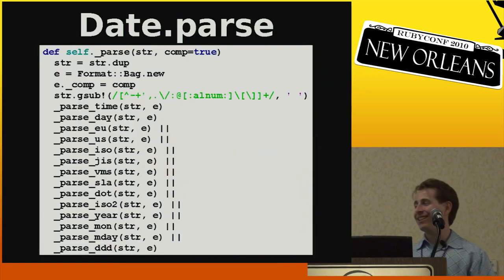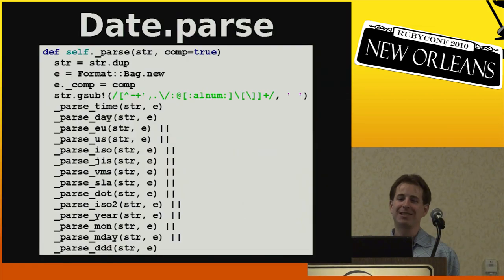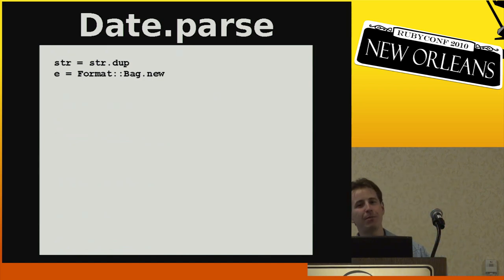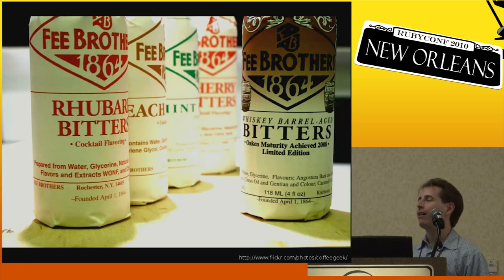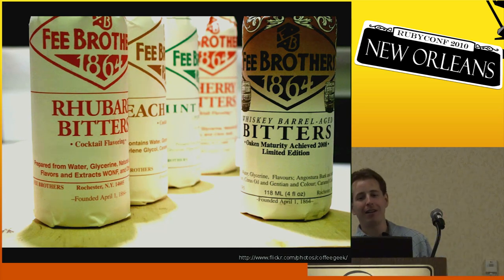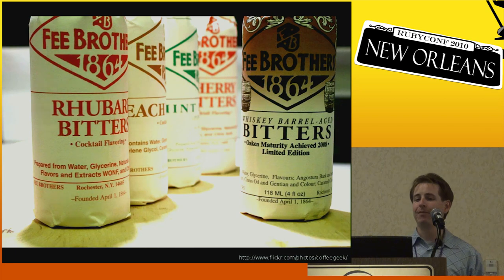All right, the final slow method I'd like to discuss is the parse class method. This starts off similarly to string ptime, duping a string and creating a new format bag instance to hold some temporary data. But just a side note that here in parse, using a plain hash instead of a format bag speeds things up about 50%. All right, I am actually a little bitter about that. And maybe that's because I think the speedup is greater and parse is used a lot more than string ptime.